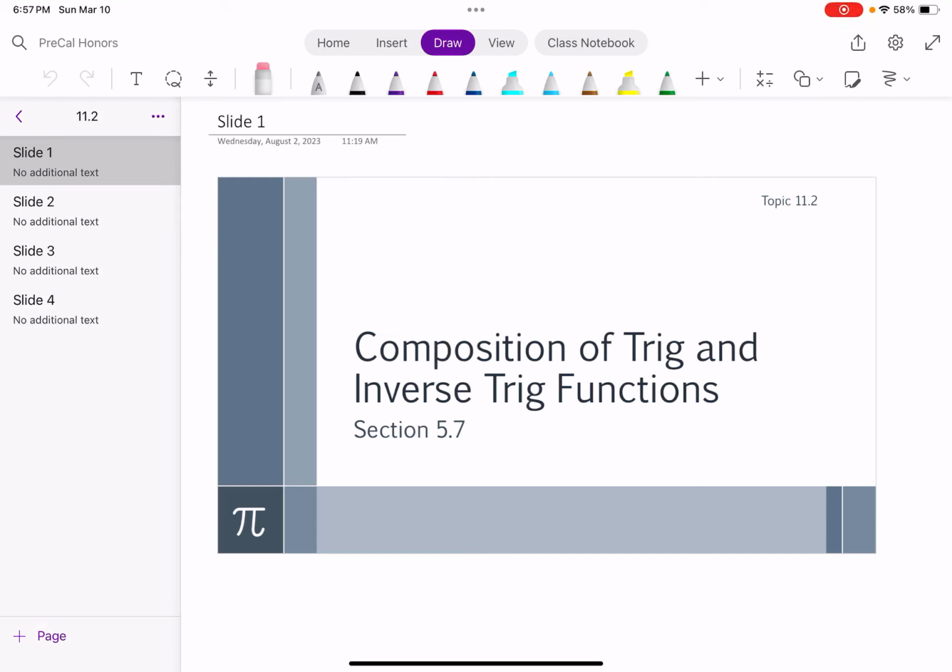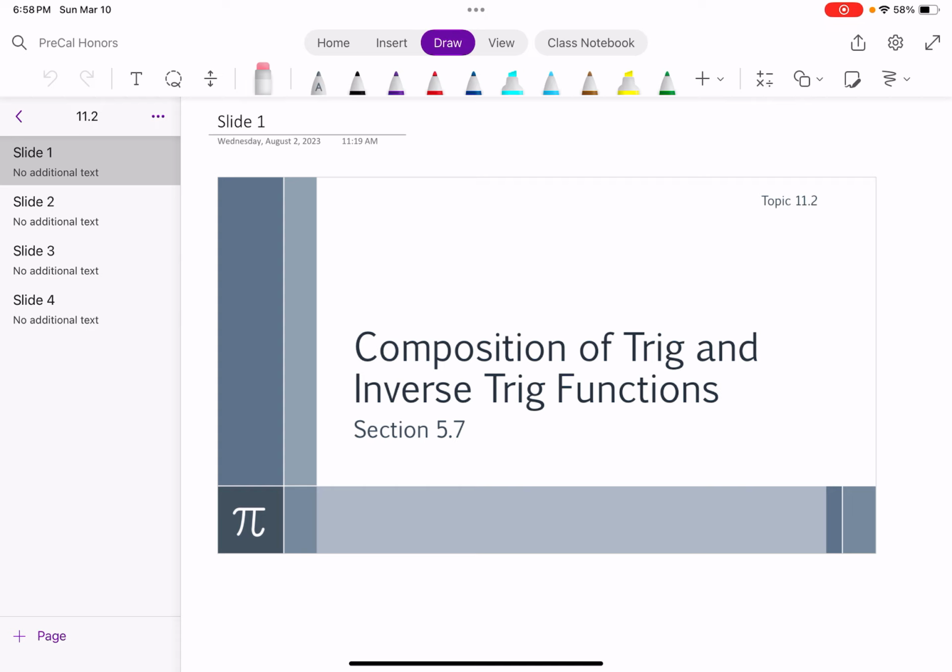11.2 Composition of trig and inverse trig functions. So here we will be looking at any time that we are multiplying a trig function on the outside of a parentheses against what would be on the inside of the parentheses, which will now be a different trig function.